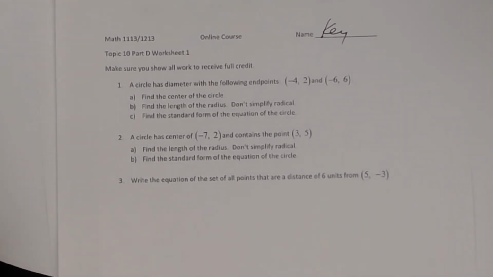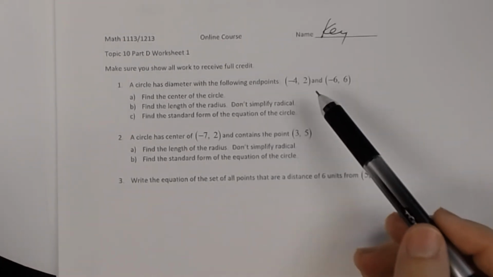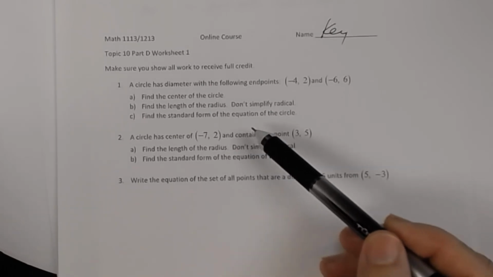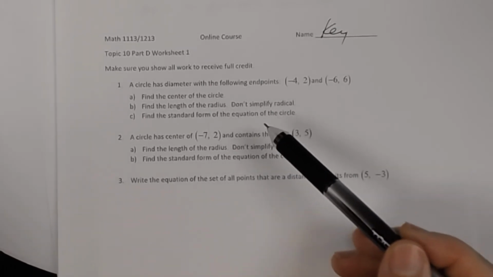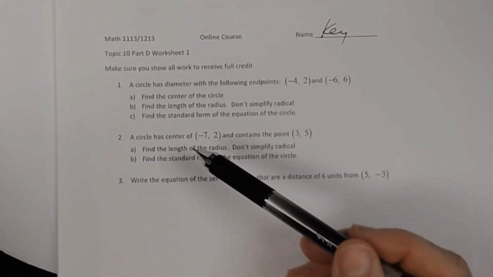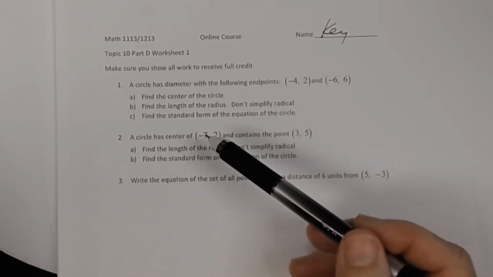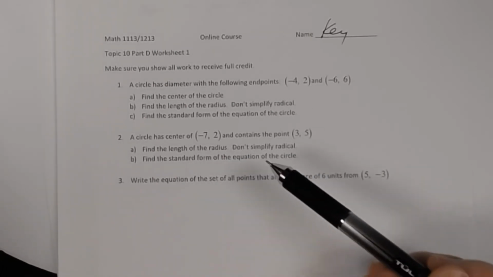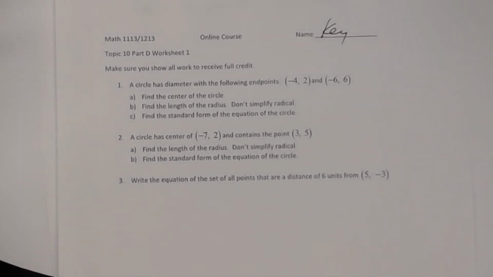This is a key to topic 10, part D. And in this problem, in number one, you're given endpoints and you want to find eventually the standard form of the equation. It's broken down into steps that you have to do, so it shouldn't be that difficult. And in number two, you're given the center and an endpoint, and you want to find the standard form of the circle.